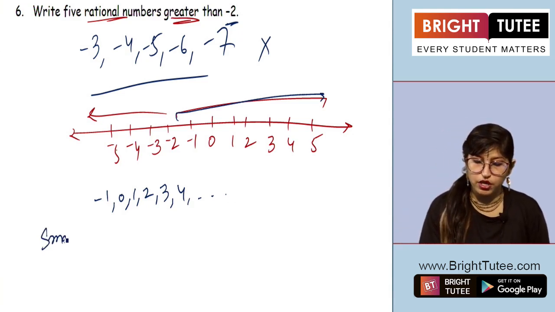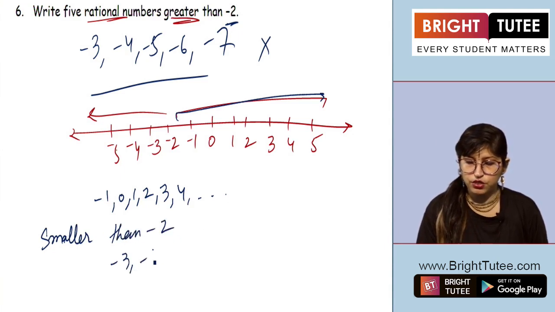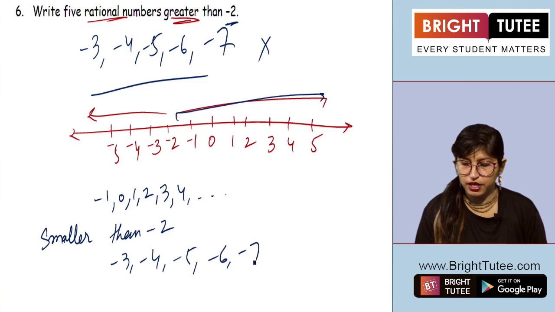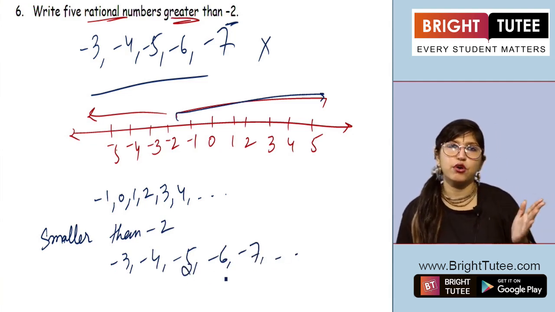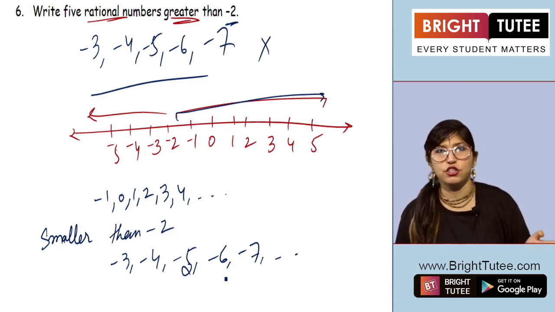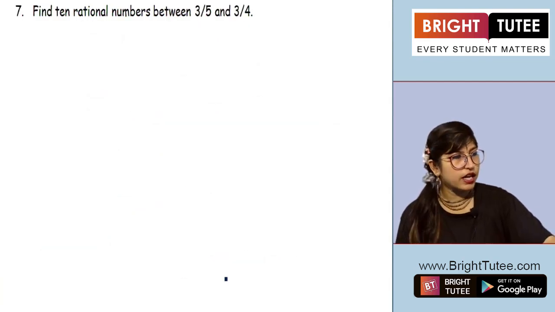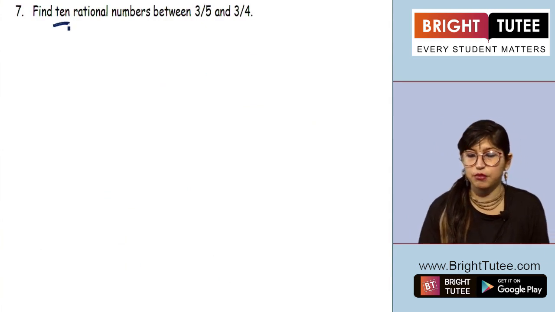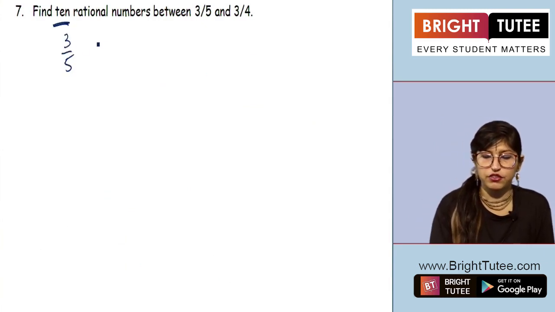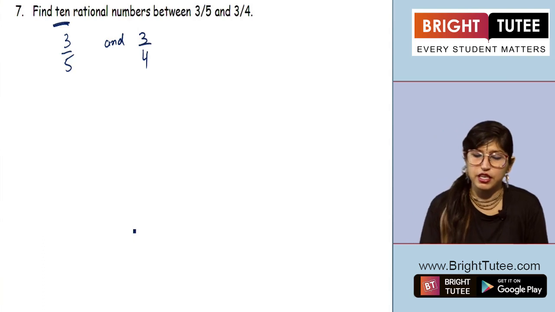If they would have asked smaller than minus 2, then we would have written minus 3, minus 4, minus 5, minus 6, minus 7 and so on. So make sure that moving towards the left from 0, all the numbers are getting smaller. To the right of 0, numbers are getting bigger or greater. Let's move on to the last question of this exercise. We need to find 10 rational numbers between 3 by 5 and 3 by 4. So I am sure without even thinking you will start with 5 and 4, the LCM of which would be 20, which is correct.